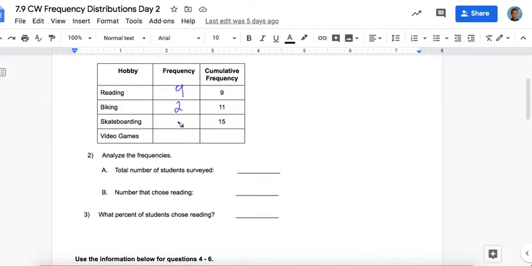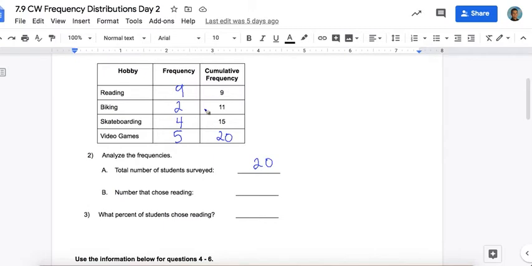And then skateboarding, it told me above was 4. So that's how we got 15 here. And finally, video games were 5 people. And if we were already at 15, that means we're now at 20. And the final cumulative frequency tells me the total number, in this case, students surveyed. So it would be 20.